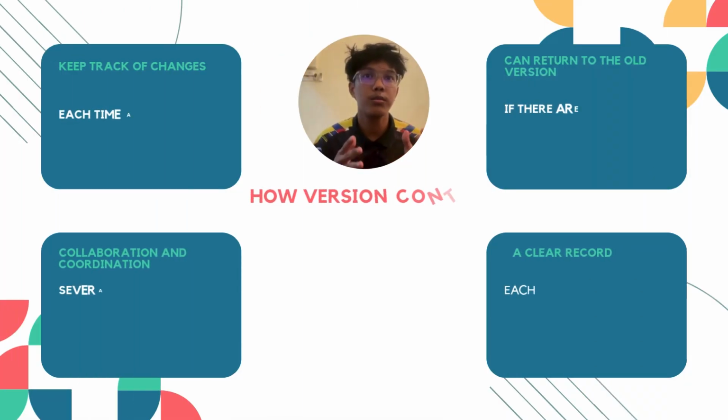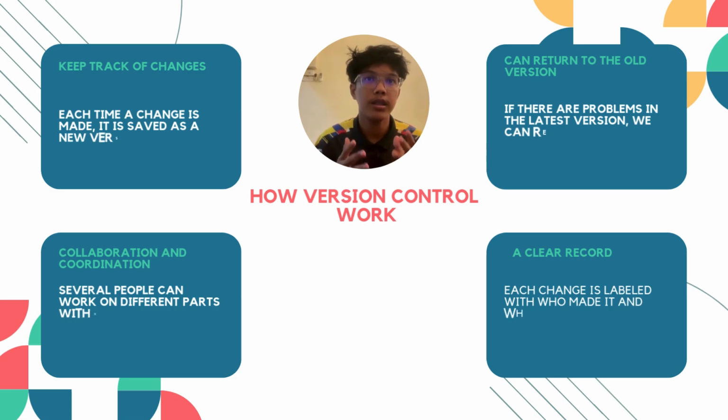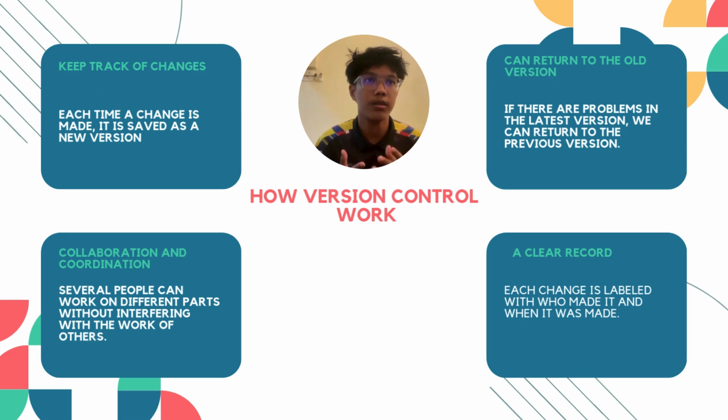How does version control work? The first one is to keep track of changes. Each time a change is made, it is saved as a new version. The second one is that it can return to the old version. If there are many problems in the later version, we can return to the previous version.